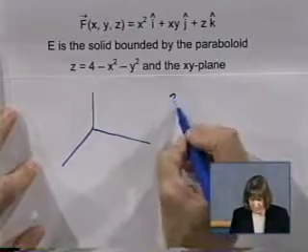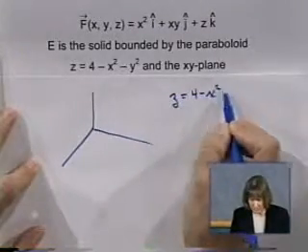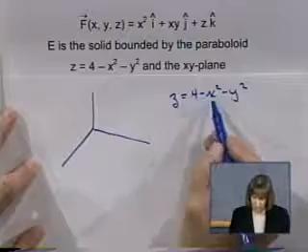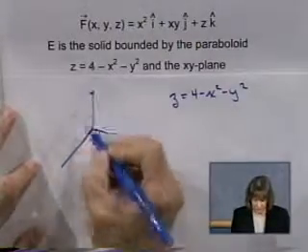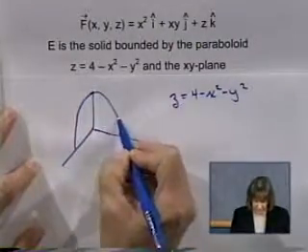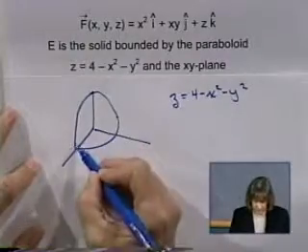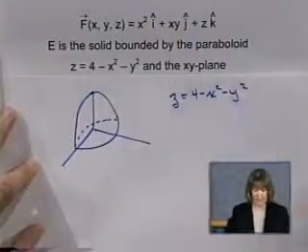It's z equals 4 minus x squared minus y squared. When x and y are 0, its max is 4. It comes down looking like this. And then they say it's also bounded by the xy plane.